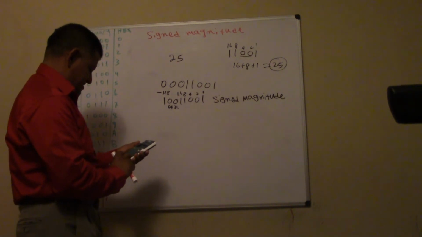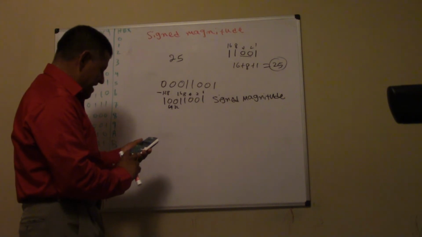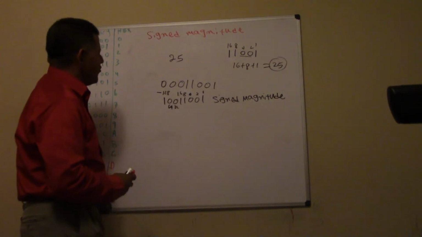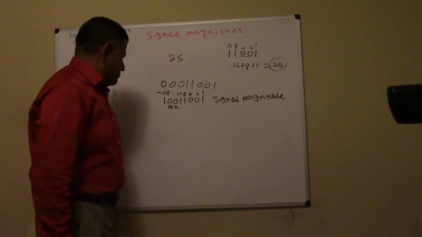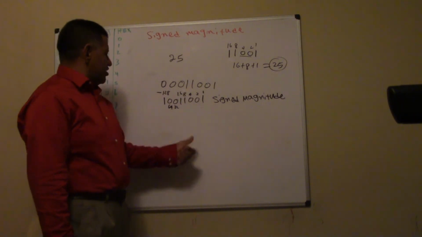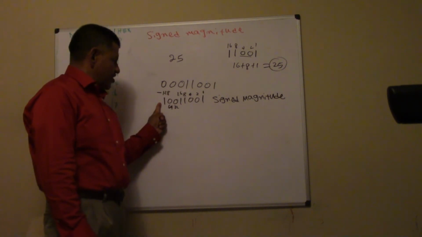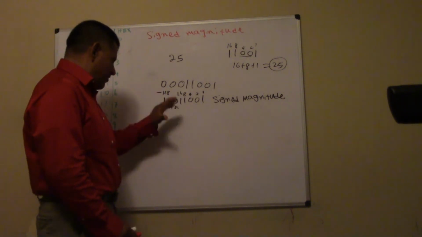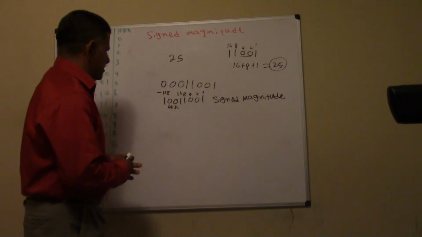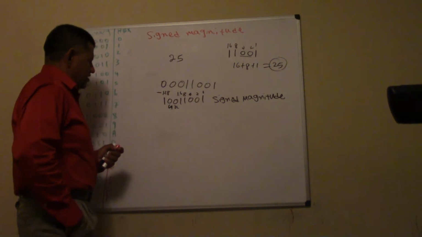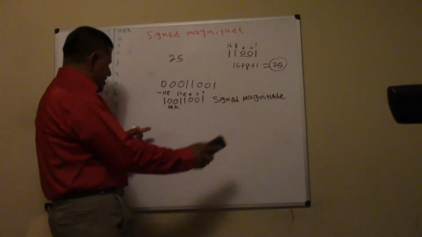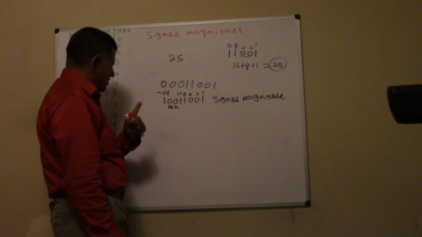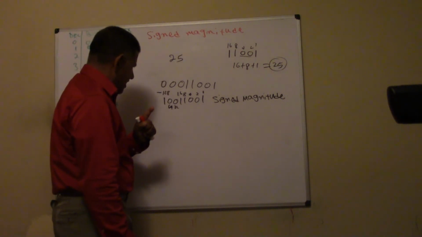So basically 128 minus 25 is 103. So the sign magnitude is only telling me that this is a negative number. It doesn't tell me anything else, right? Now, 103 does not equal negative 25. Negative 103 does not equal negative 25.